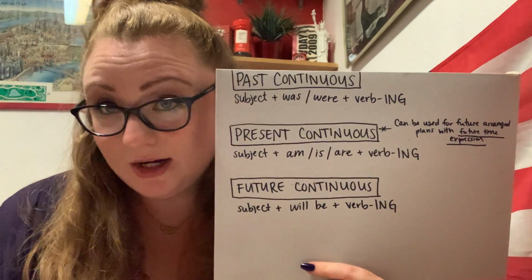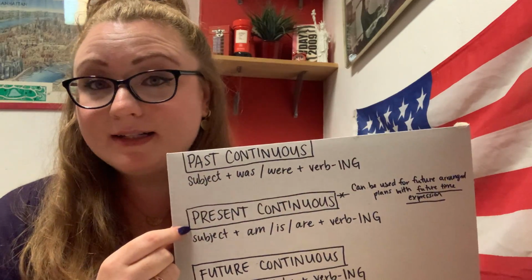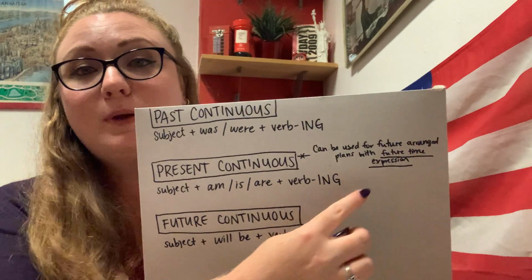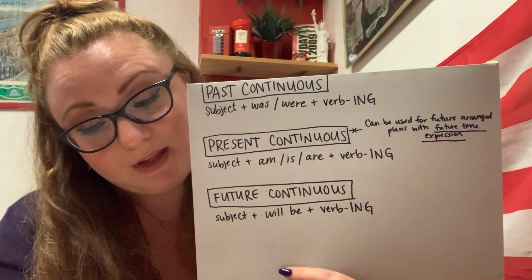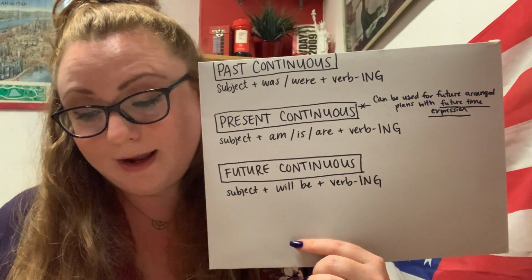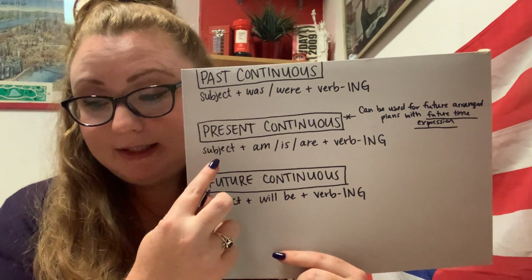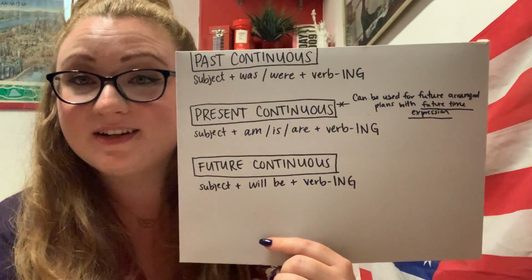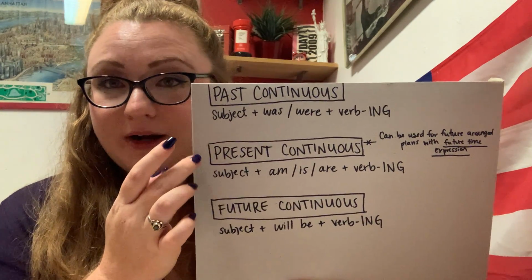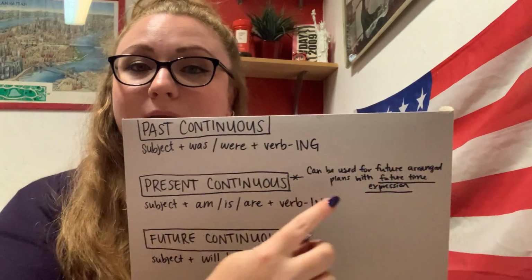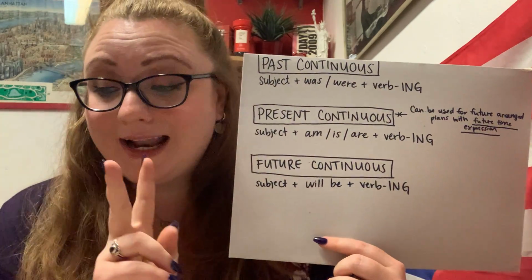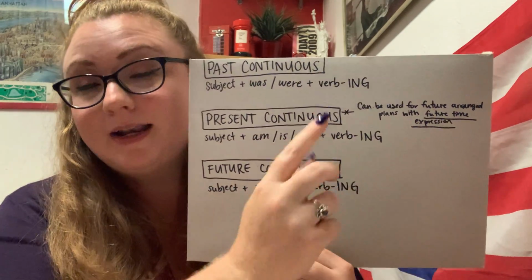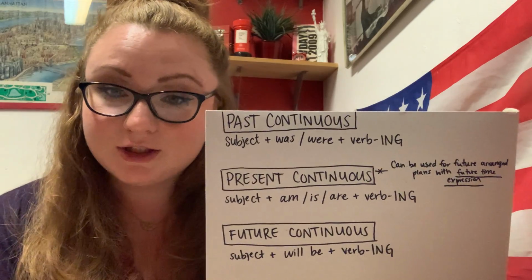We can also use the present continuous to speak about future arranged plans if we include a future time expression. So, for example, we can say world leaders are meeting next month to talk about climate action. So we're using the present, but we're talking about the future because we've used a future time expression, next month. World leaders are meeting next month to talk about climate action.